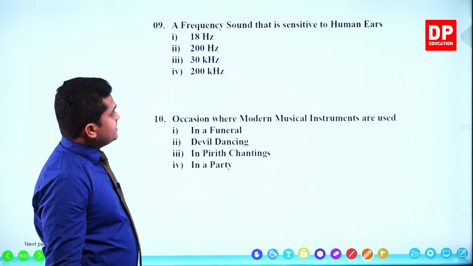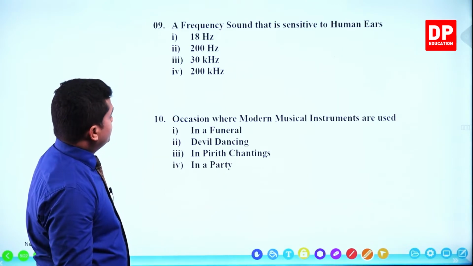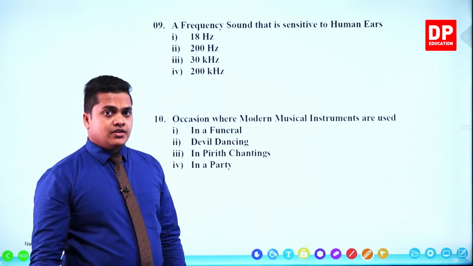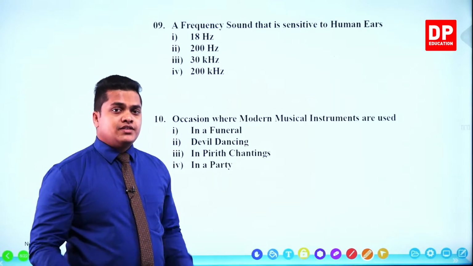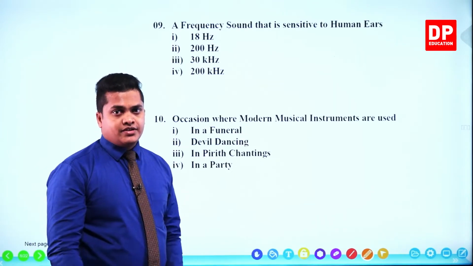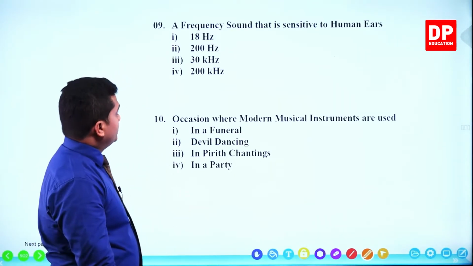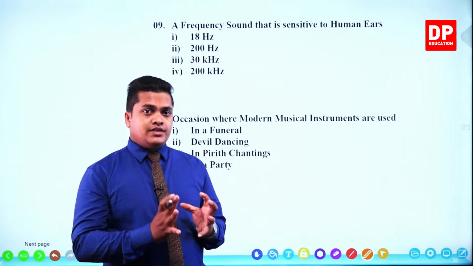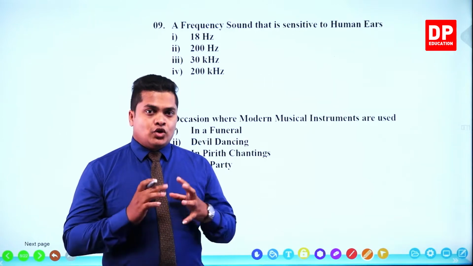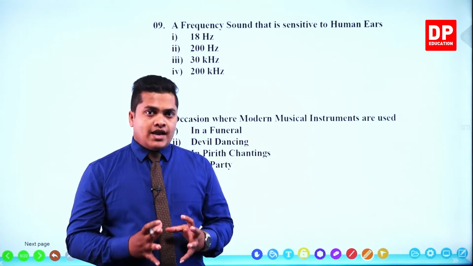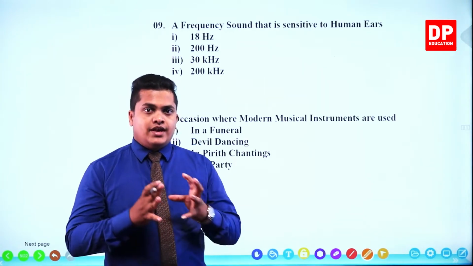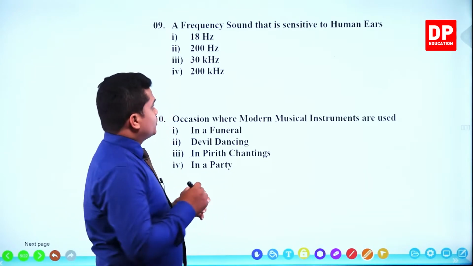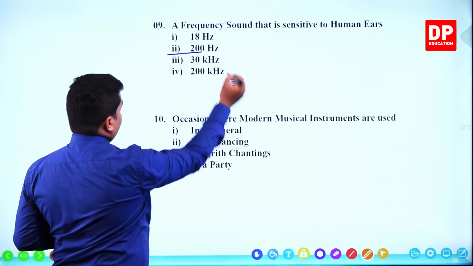So, a frequency sound that is sensitive to human ears, 18 Hz. 18 Hz is lower than 20 Hz. So, it is incorrect. 200 Hz. Now, that answer is the correct answer. 200 Hz lies between 20 Hz and 20,000 Hz. So, this is the correct answer.